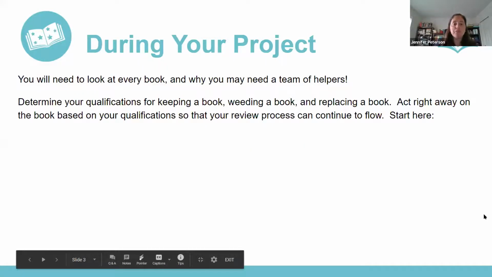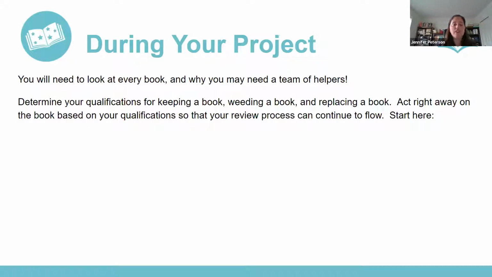During your project, once you've got your team and your plan in place, you are going to need to look at every single book. We looked at every book, which is why we needed a team of helpers, because we had 10,000 books. One important part was that we determined qualifications for keeping a book, weeding a book, and replacing a book, and we acted right away on those qualifications. That will keep your process flowing.